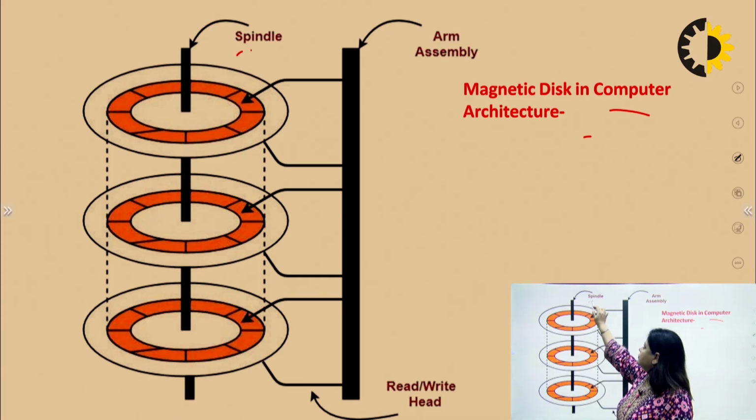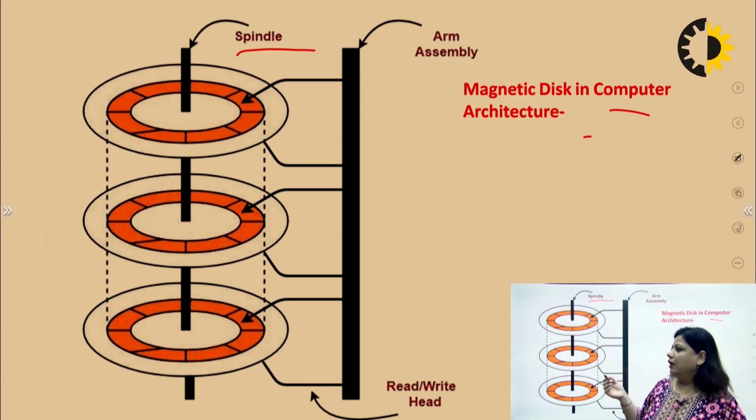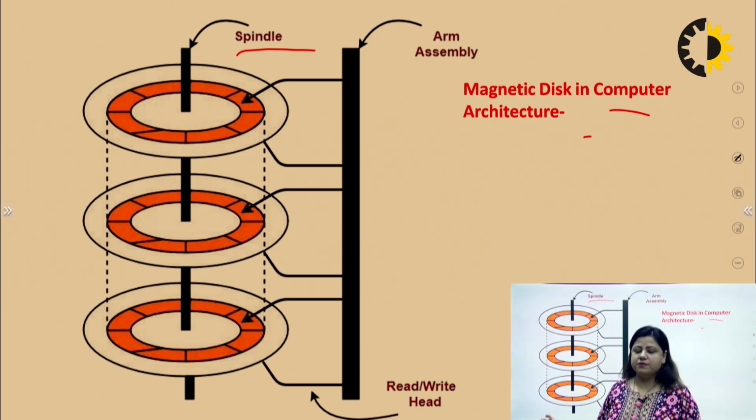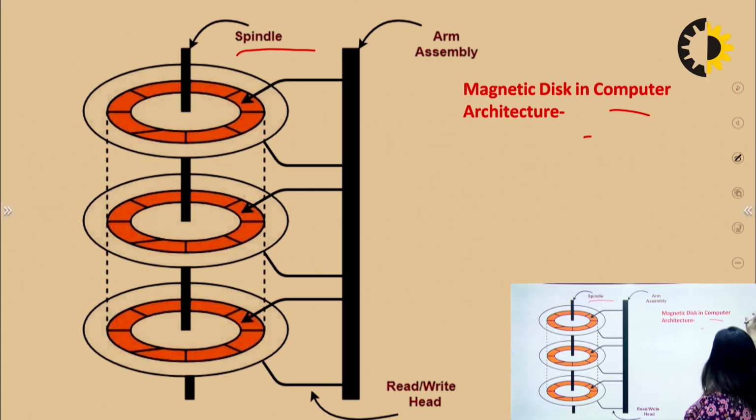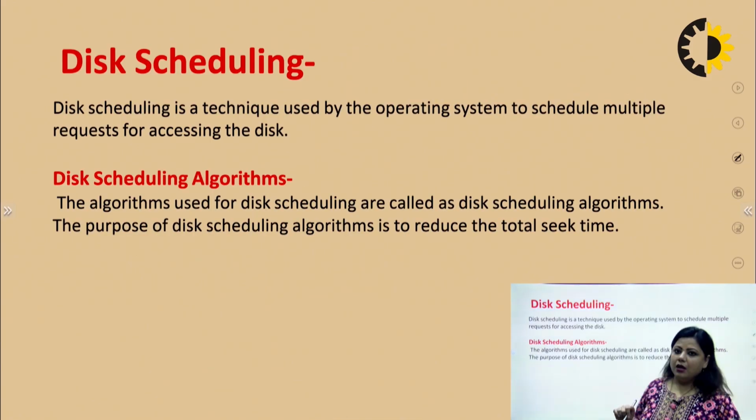It is called or known as a spindle. The spindle is the middle part of this magnetic disk drive, which is used for data storage.